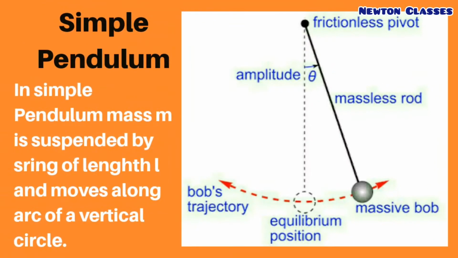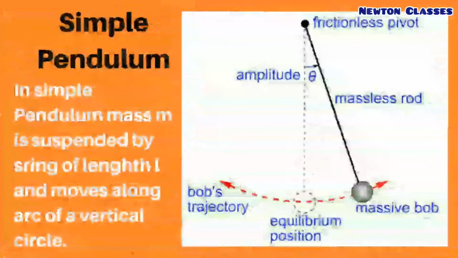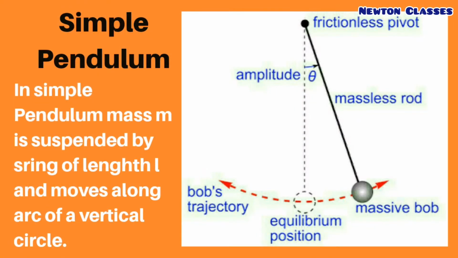Friends, you already know what is meant by a simple pendulum. In a simple pendulum, a mass m is suspended by a string of length L and moves along an arc of a vertical circle. That arc of a vertical circle is called the bob's trajectory.